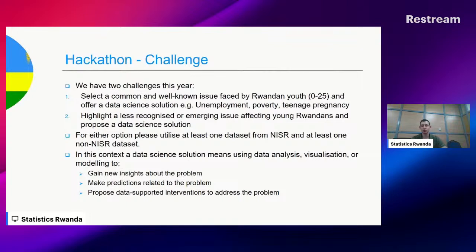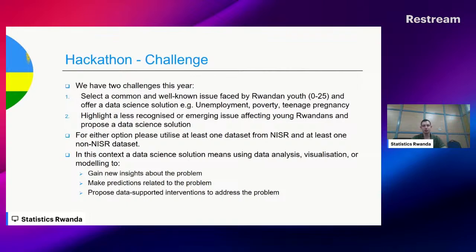For challenge number 2, where we want you to highlight a less recognized or emerging issue affecting young Rwandans, we're going to be giving a bit more focus and weight in the scoring to your ability to identify and demonstrate that this is a problem that people are unaware of. We still expect a solution, but there will be slightly more weighting compared to the first one on the issue or problem being identified than the solution itself.